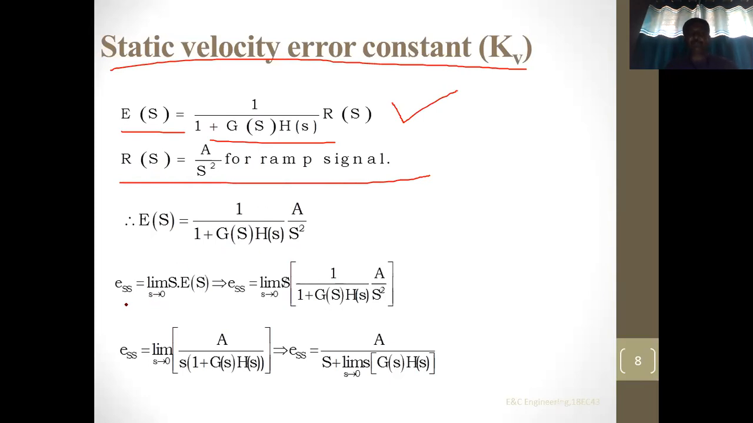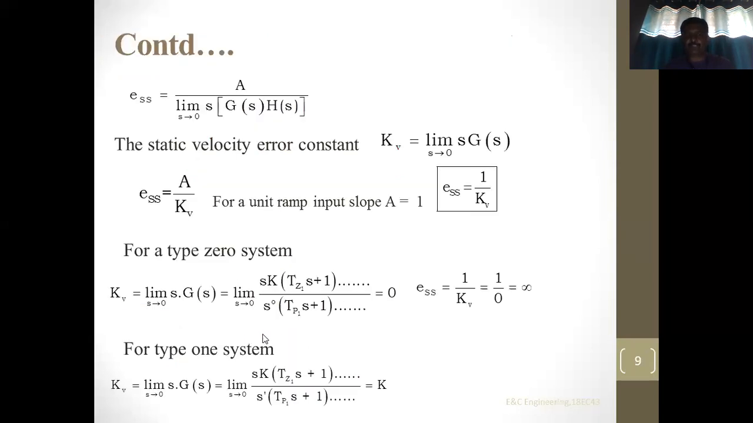Next, if I try to substitute this with this generic expression, limit s tends to 0, s into e of s. Not only e of s differs. Why? Because r of s is a by s square. Limit s tends to 0, 1 divided by 1 plus g of s into h of s, a divided by s square. I may cancel one s with other s. Now left out is limit s tends to 0, a divided by s into 1 plus g of s into h of s. Thereby, in next step, how do I write this? E of s is equal to a divided by s plus limit s tends to 0, s into g of s into h of s. Is it okay? I shall multiply s for this.